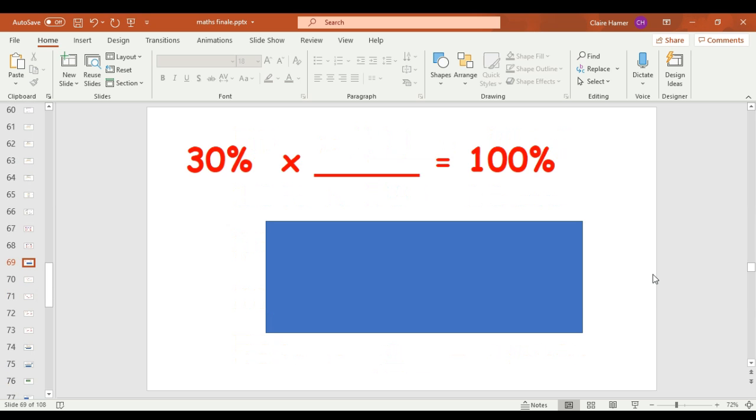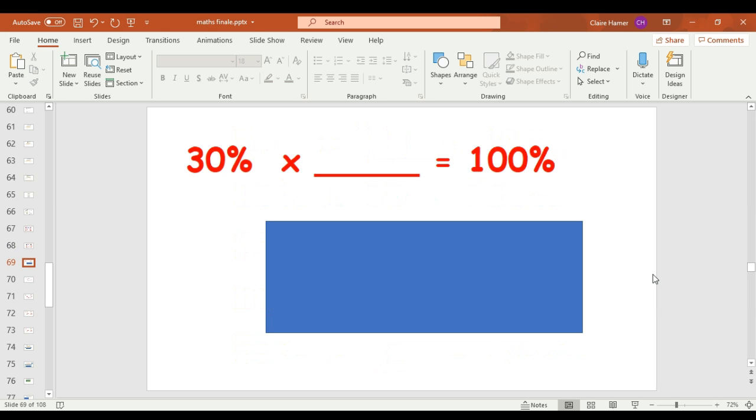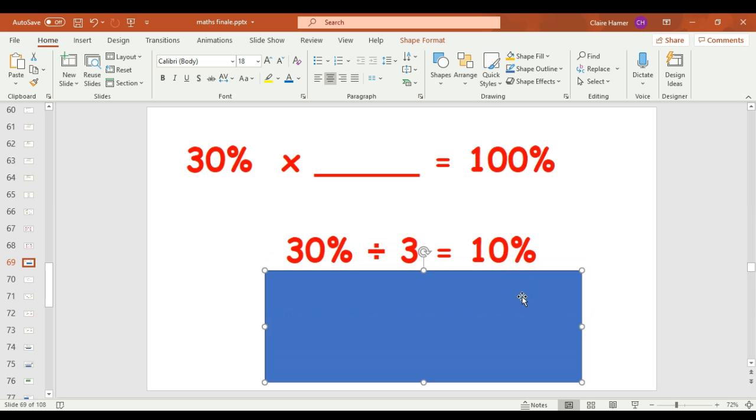Now, sometimes you're given an amount, so you might be told about 30%. And I'm thinking, well, I don't really know what number to times 30 by to get to 100. It's not as simple as these ones. So sometimes you might think of a decimal number, but if you can't, then you need to just take a stepping stone. So you need to go backwards to go forwards. So one way of doing this, I might say, okay, well, I can't think of what to multiply 30 by. So I'm going to do 30 divided by 3, which is 10%.